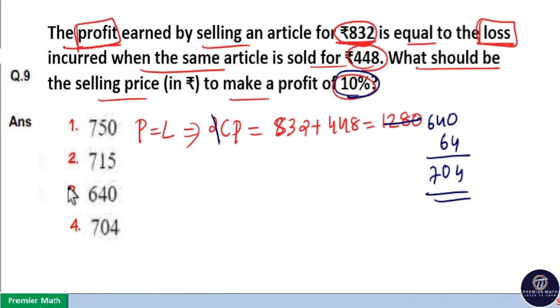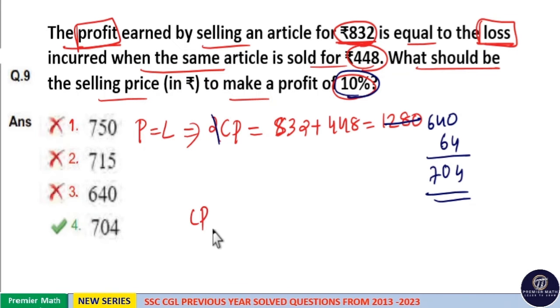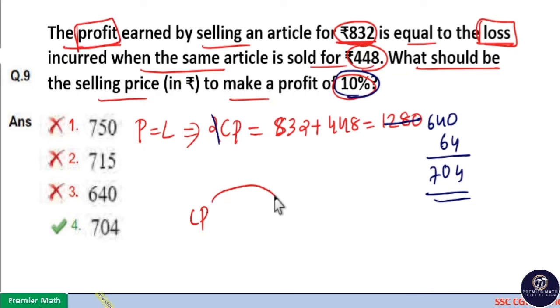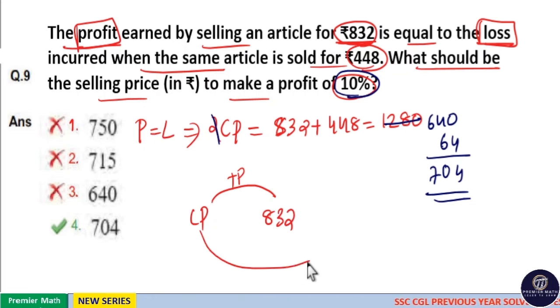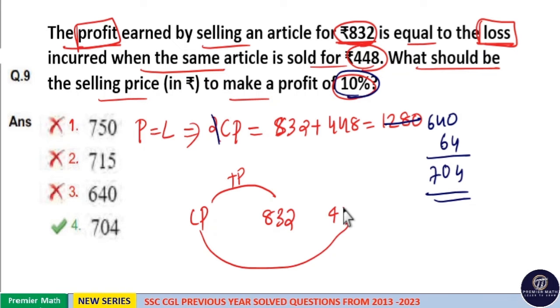So your answer is option 4. Here the concept is, this is CP. Now you have a profit. Here the sell price is equal to 832. When you sell at 832, you have a profit, and when you sell at 448, you have a loss.